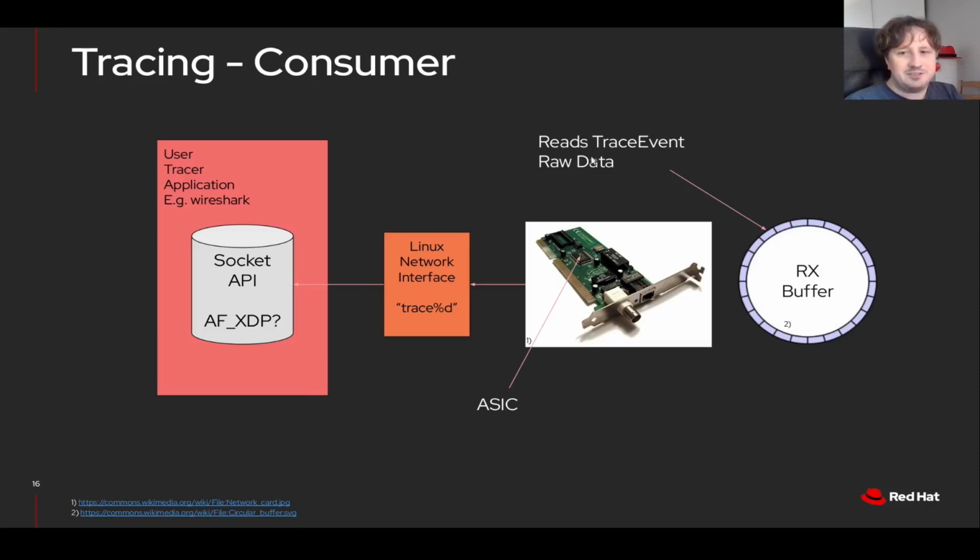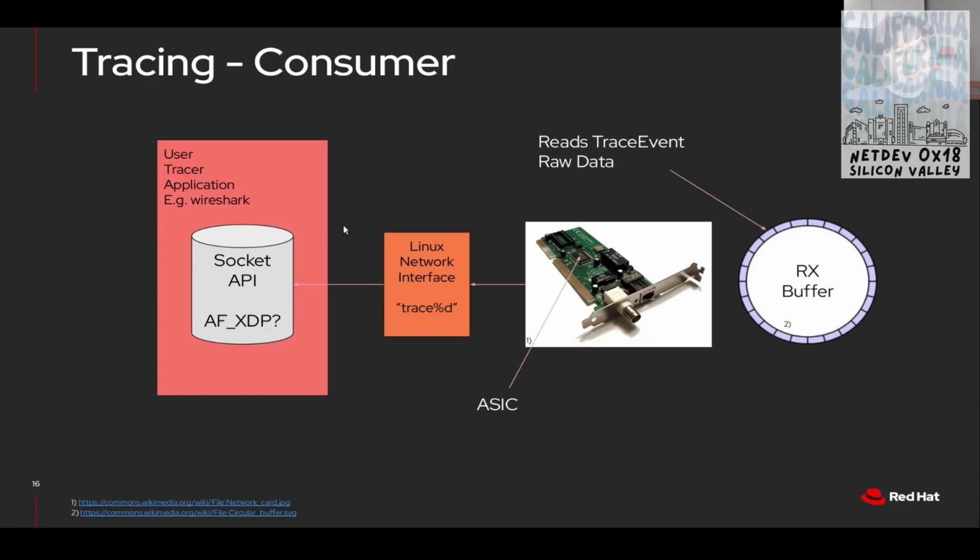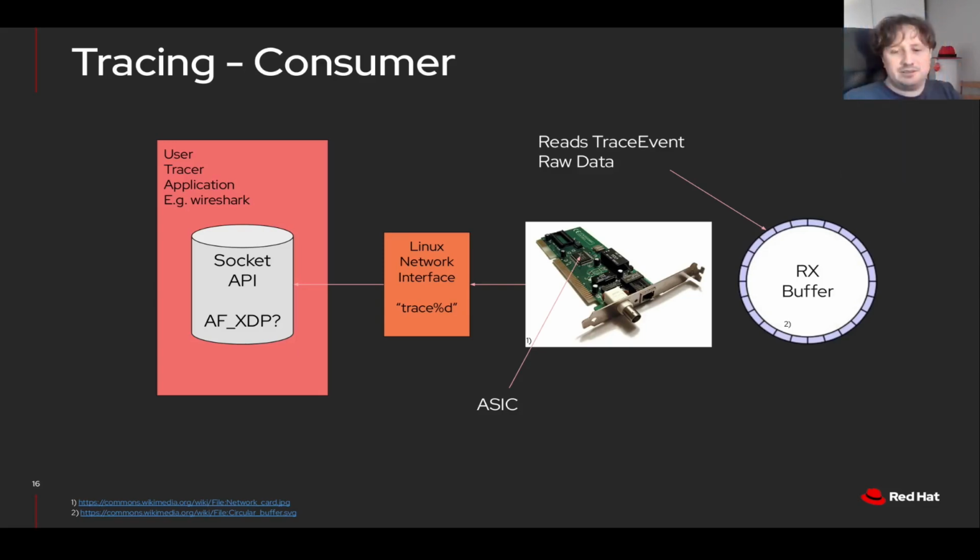And on the consumer part, on the transceiver buffer, we read out the trace event or data. Then we have a Linux network interface. And for example, for AF_XDP, we can read the raw trace data and have it directly in user space. So between the transmit buffer and a redirect to itself on a local tracing path, and then hitting the receive buffer.